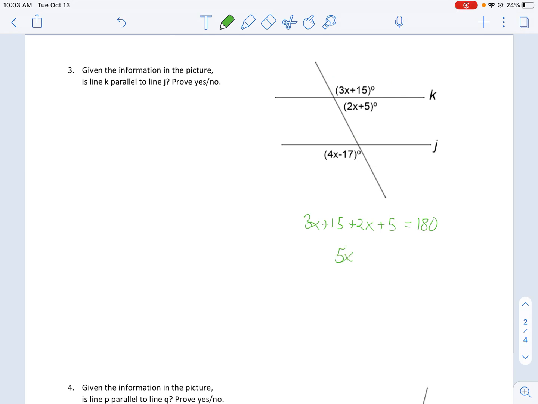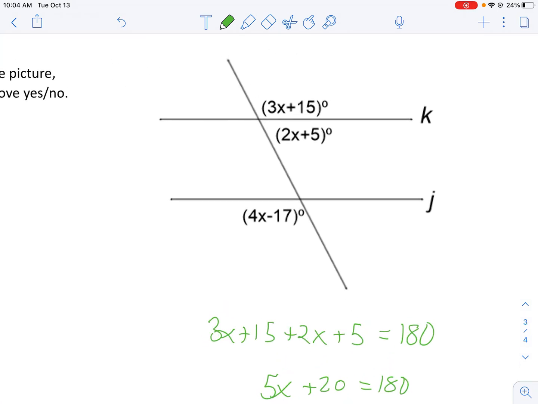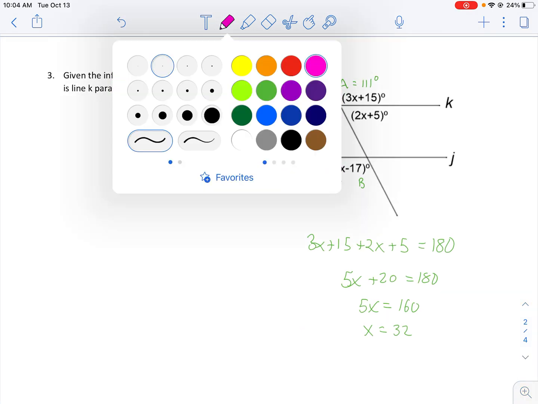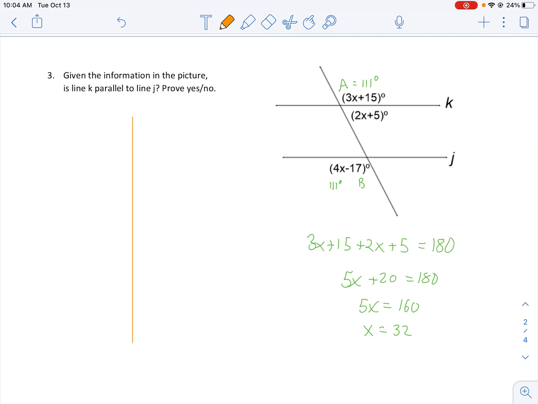All right, so then we have 5x plus 20 equals 180, just combining like terms. So 5x equals 160, so x equals 32. Once we know x equals 32, again, I'm going to give some angles some names. We'll call this A, we'll call this B. So we can find A is equal to 111, plug 32 in right here, calculate it. And then plug 32 in right here and calculate it, and you're going to get 111 again. And so, we've now shown that those two things are equal, which means the two lines are parallel.